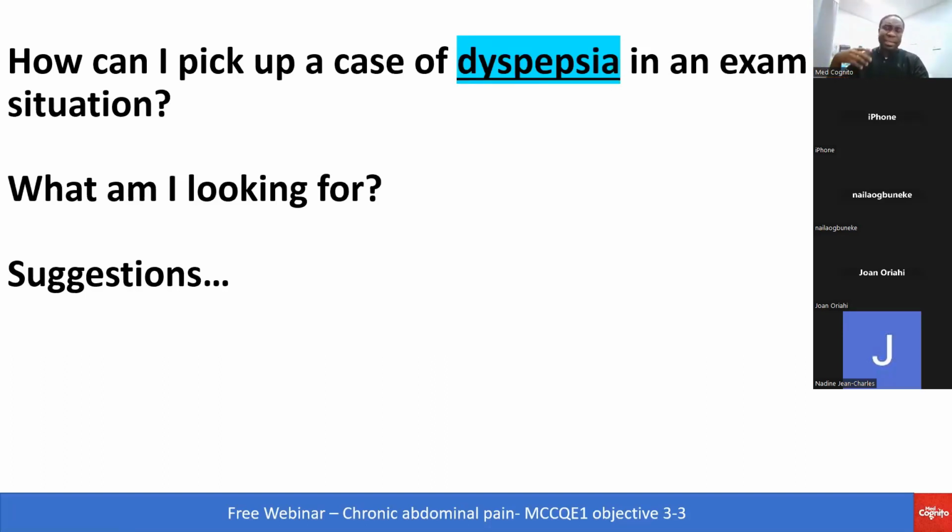If it's a CDM case, how will you be able to tell, or if it's an MCQ case, how will you be able to tell that this patient or this case which is being presented is a case of dyspepsia? What are the symptoms the patient will present with? Can someone type or just maybe raise your hand and unmute and then let's have a conversation? If you are going into the exam and you see a patient who has presented with chronic abdominal pain from whatever the case is, what are the telltale signs that will help me to know that this is a case of dyspepsia?